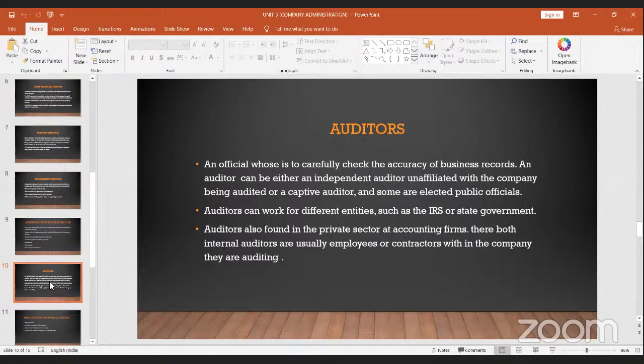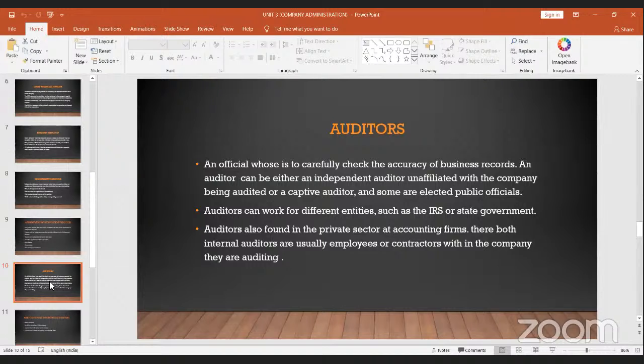So these captive auditors are the public auditors. They are already working in a government institution. For example, a person who has cleared the UPSC and has a certification as a chartered accountant can be an external auditor from the public sector. He can go in and check the accuracy of the business records. Auditors can work in different entities such as the IRS or the state government.